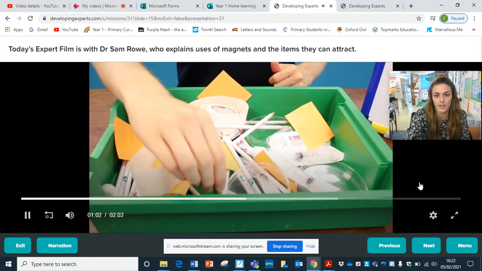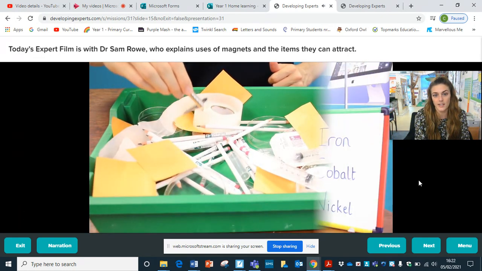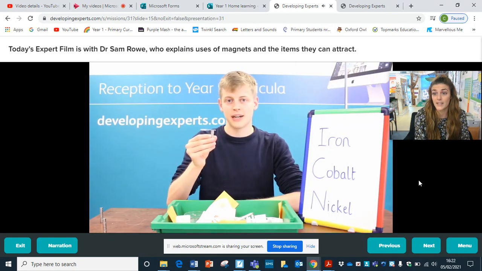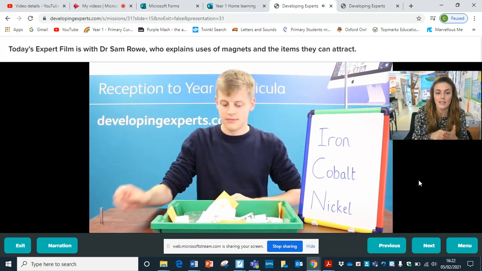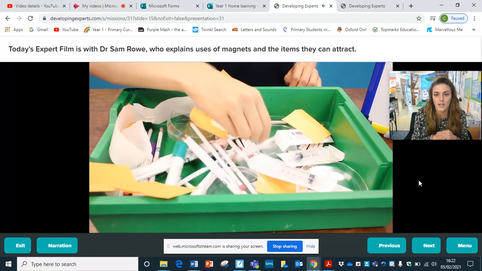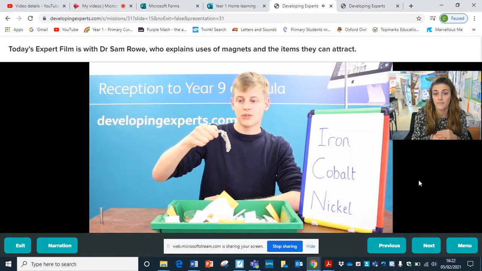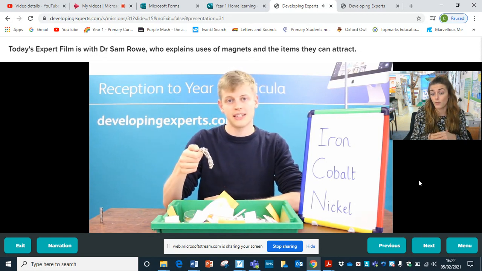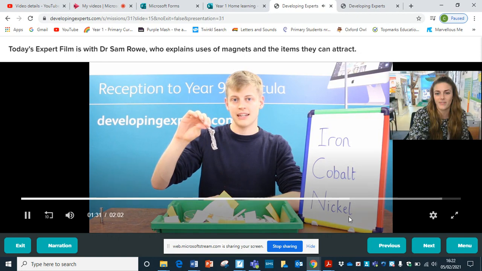So let's have a little look. So the plastic in there, nothing sticking. But this key is magnetic. So it's stuck to it. So that is magnetic. Stuck to the magnet. Now he's trying another one there. Good rummage. Okay, he's got another object, some jewelry or a hair clip there, and that is magnetic as well.